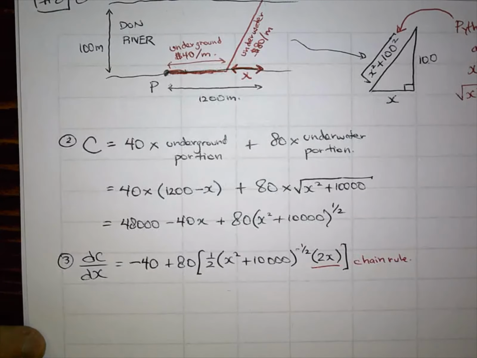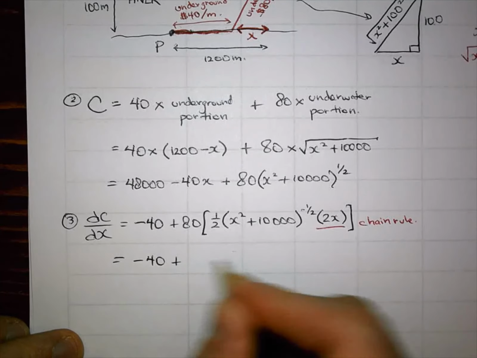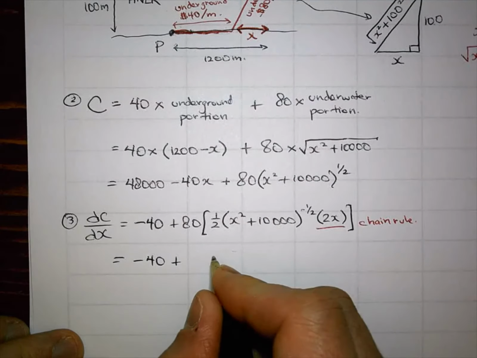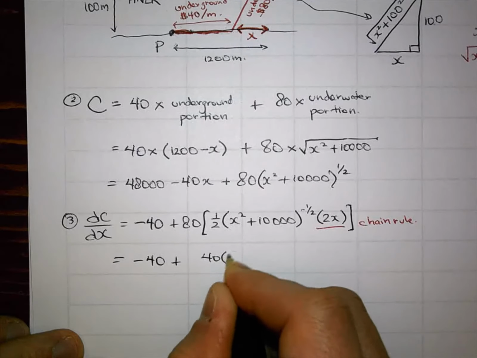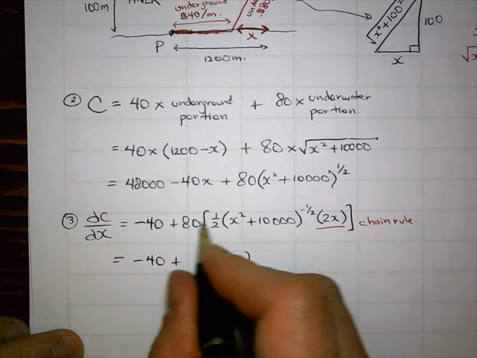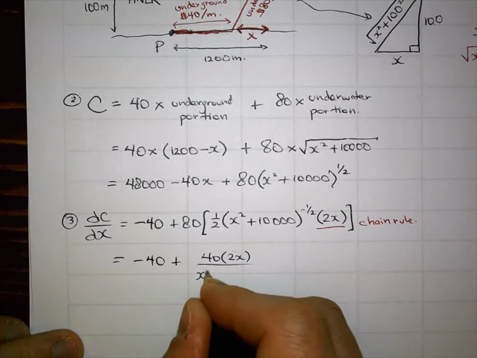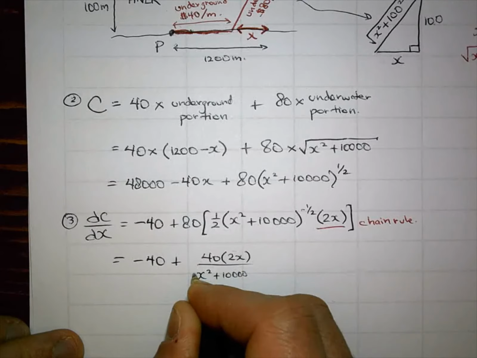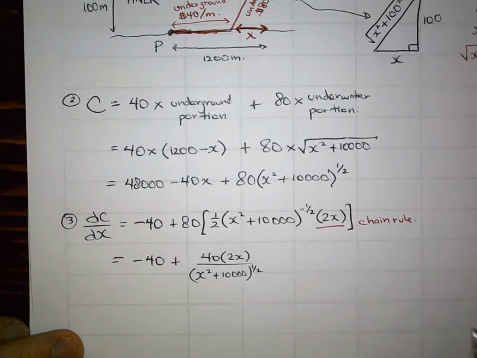Okay, now I have the derivative. What do I need to do now? Oh yes, I need to find where this derivative is equal to 0. If you had a calculator, a GDC question, you could do this with the GDC, but we're doing this by hand. Let's do it the old-fashioned way. So I have negative 40. I have a half here, so 40 times 2x over the square root, and it is in the denominator. Ugh, it's messy.